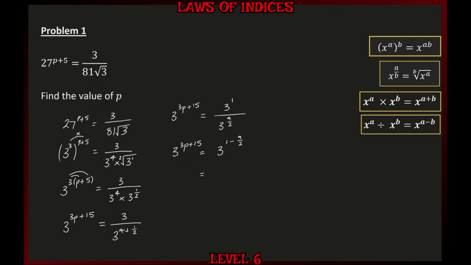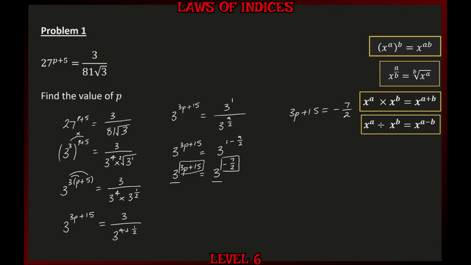Now, 1 minus 9 over 2 is equal to minus 7 over 2. So the right hand side becomes 3 to the power of minus 7 over 2. And now we can see that both sides of our equation are written using the same base, which is 3. So we can now say that the powers on each side are equal to each other. And so 3p plus 15 must be equal to minus 7 over 2.